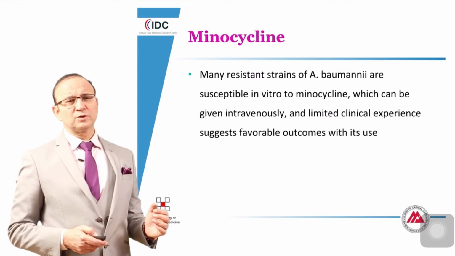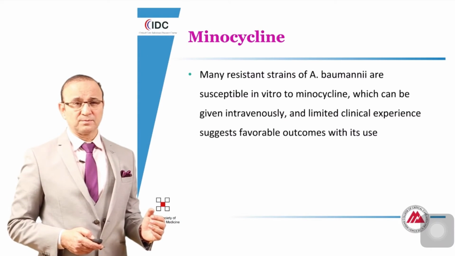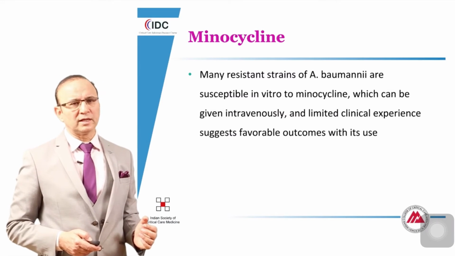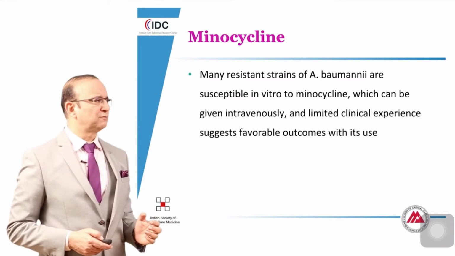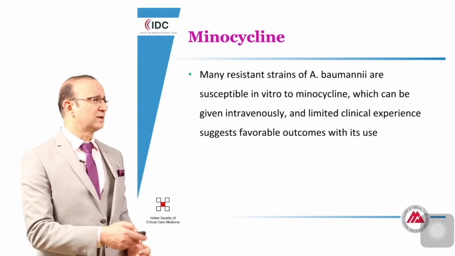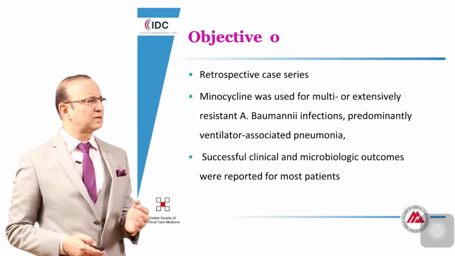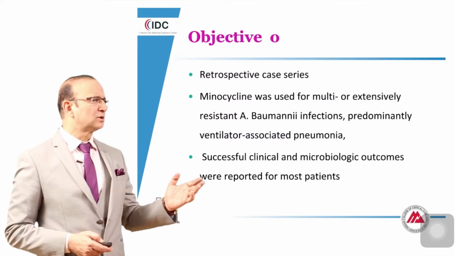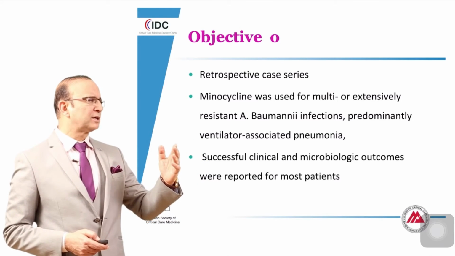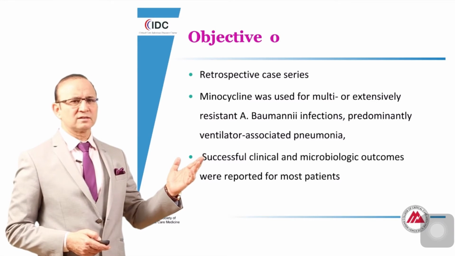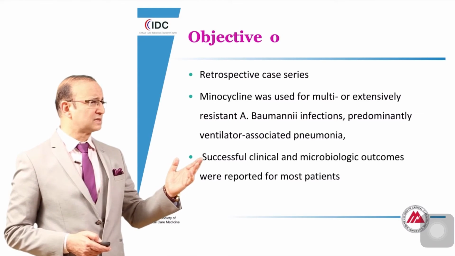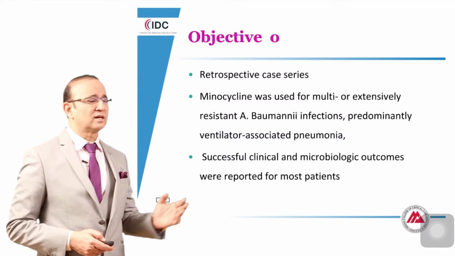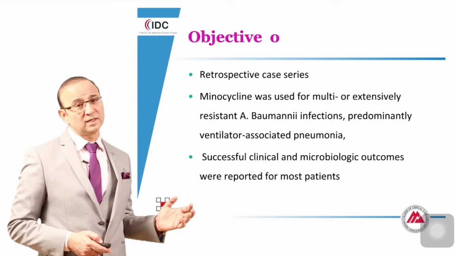Then the other drug which is really emerging in the recent past is minocycline, and many of these Acinetobacter baumannii have been found sensitive when this drug is given intravenously. Although there is very limited experience, there are retrospective case series which have shown that minocycline was used in multi or extensively drug resistant Acinetobacter infections, predominantly VAP, and they reported successful clinical and microbiological outcome in most of the patients.